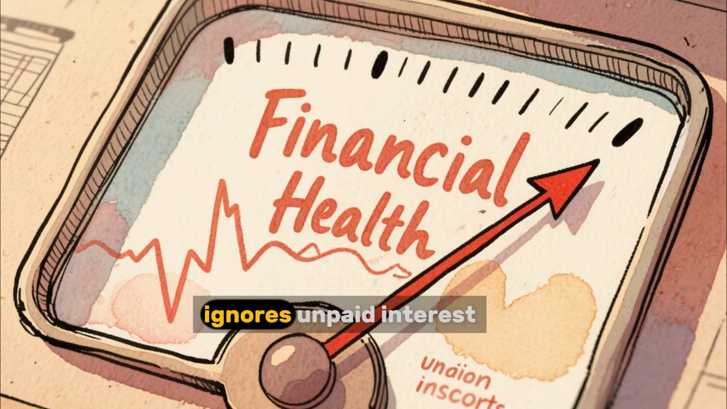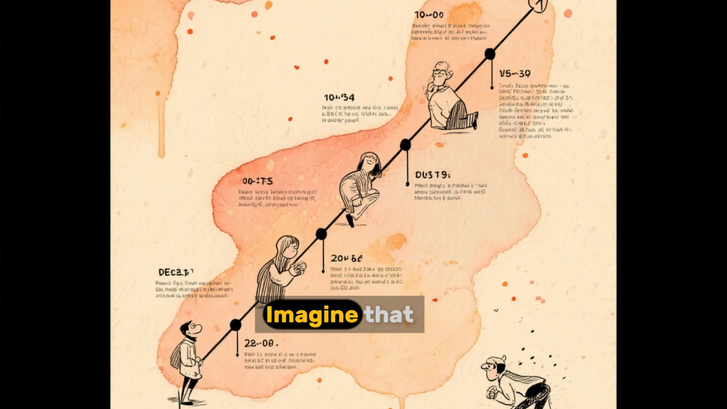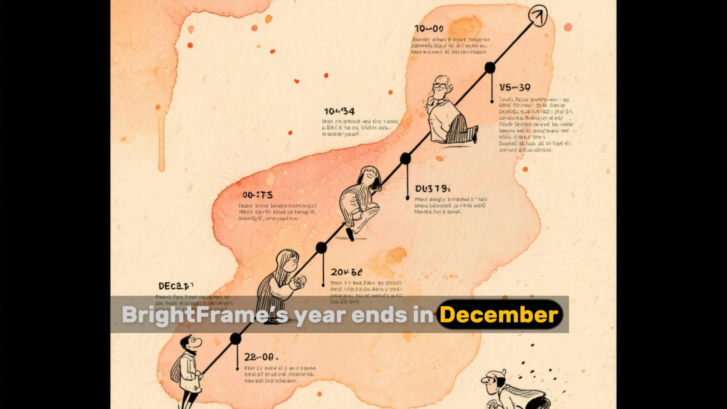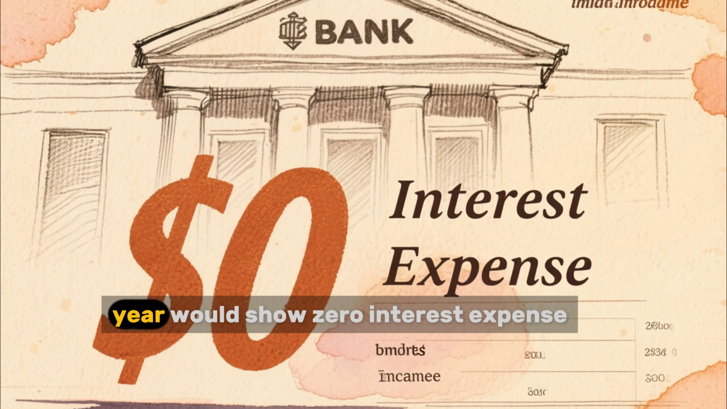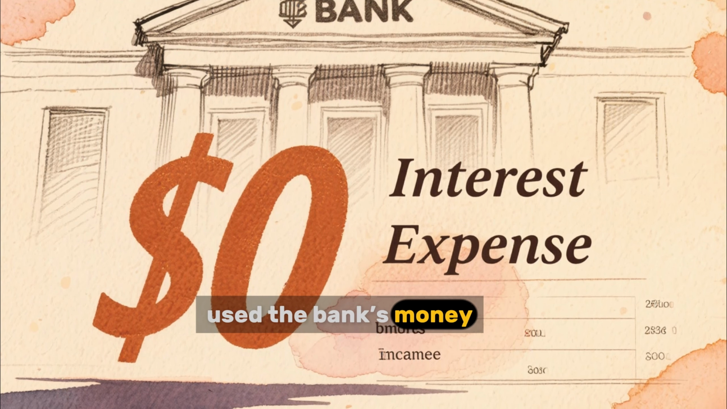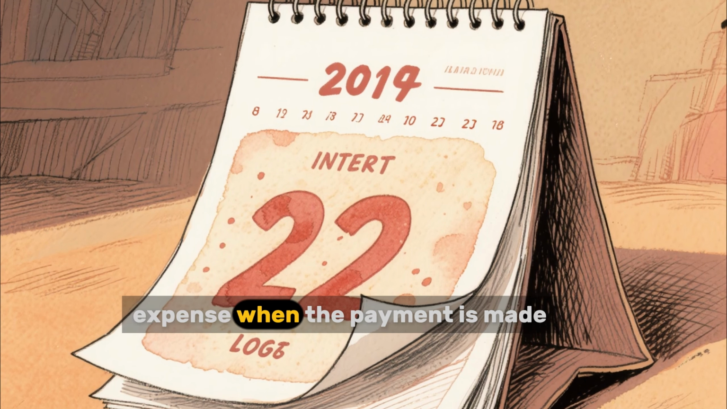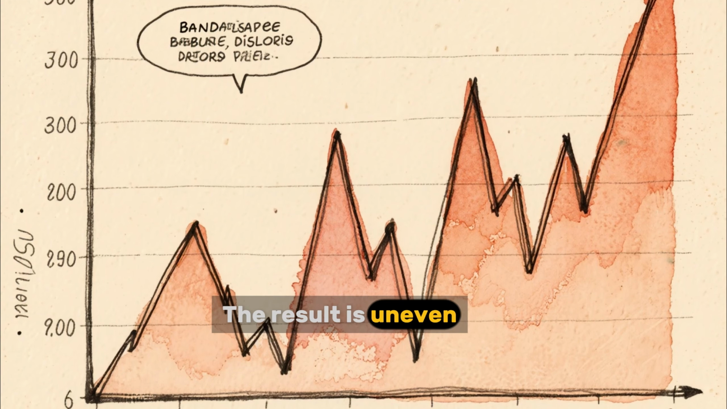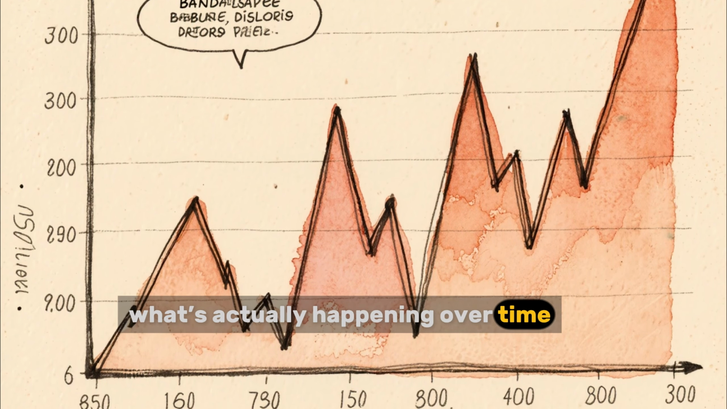Because the cash method ignores unpaid interest, it can distort the true picture of your financial health. Imagine that Bright Frame's year ends in December, but their first interest payment isn't due until February. Their income statement for the year would show zero interest expense, even though they've already used the bank's money for 6 months. The following year, they'd suddenly show double the interest expense when the payment is made. The result is uneven, misleading financial results that don't reflect what's actually happening over time.